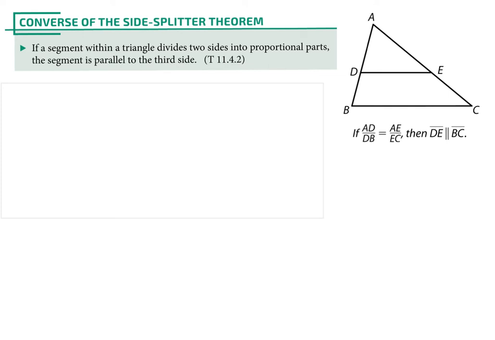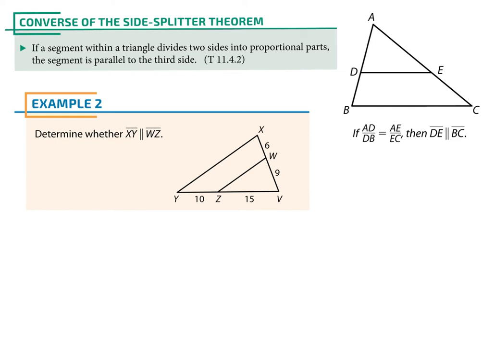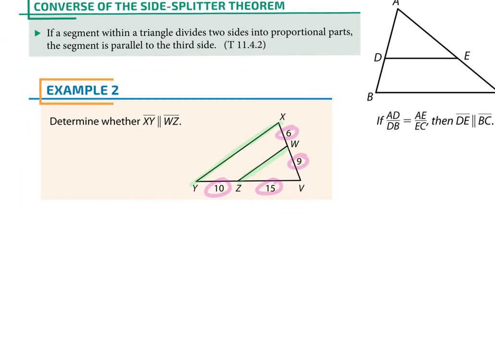If you look at example 2 there, determine whether or not XY is parallel to WZ. So they want to say, is this parallel to this? If it is, then it should have broken these pieces up into proportional parts. So you're just going to set it up and say, does it work? If it works, then we can put 6 over 9 and then see if that equals 10 over 15. Does that equal this piece that corresponds, 10 over 15?